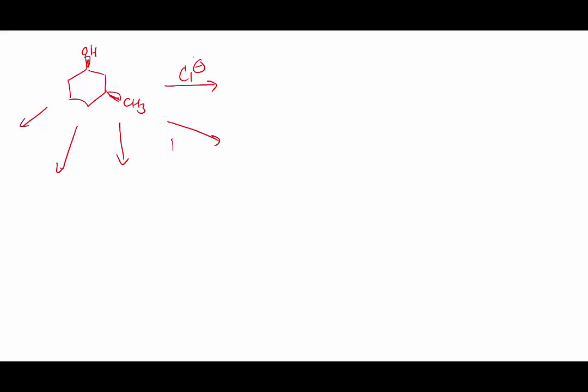You can make a tosyl chloride. We have more options now. But up until that point, how do you make the OH leave? Protonate it with H+. So without the H+, the Cl minus can't kick it off. So this would be no reaction.